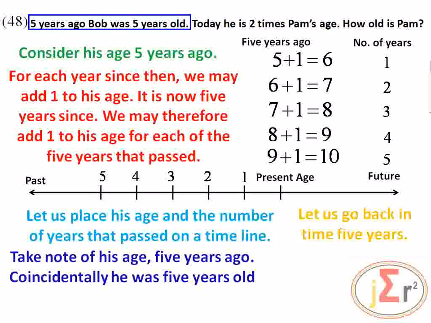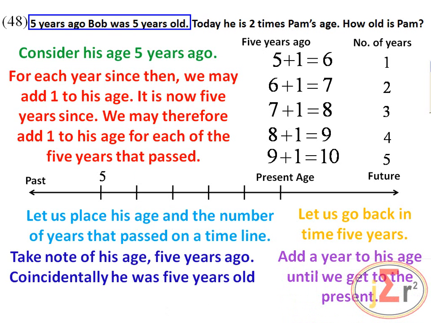Take note of his age 5 years ago. Coincidentally, he was 5 years old. So for 5 years ago, we need to have his age, which is 5 years old. Add a year to his age until we get to the present. So that's his age 5 years ago. We need to bring that up to the present age. And we therefore need to add 1 year 5 times.